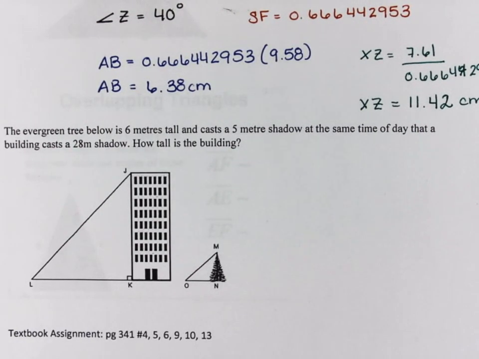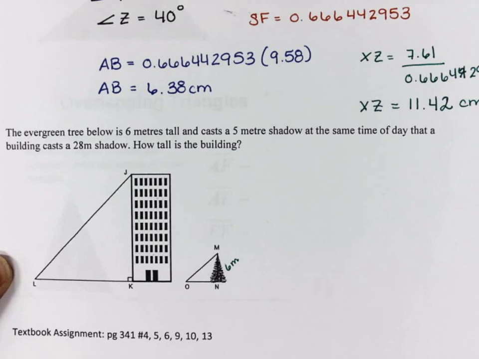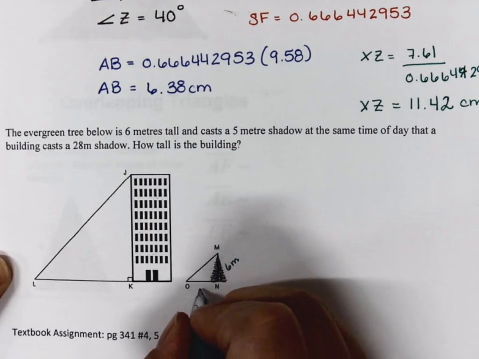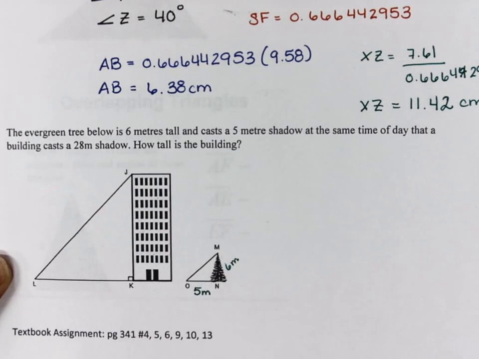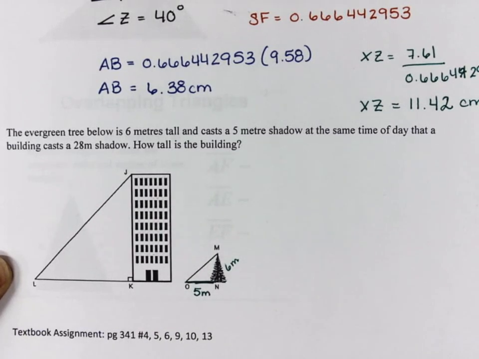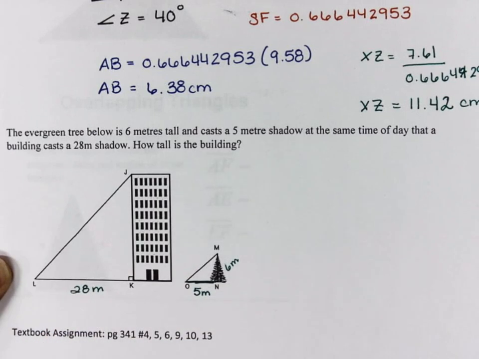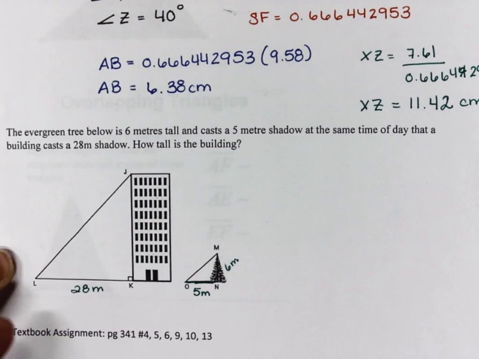So the evergreen tree below is 6 meters tall, and it casts a shadow of 5 meters. And we know shadows lie on the ground, so that's why I'm putting the 5 there. And the height of the tree is there. At the same time of day, the building casts a shadow that's 28 meters long. How tall is the building? Now we're going to assume that these shapes are similar.